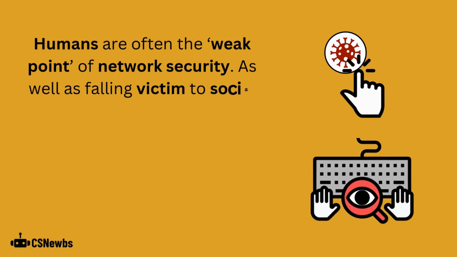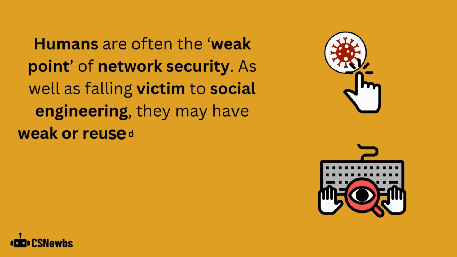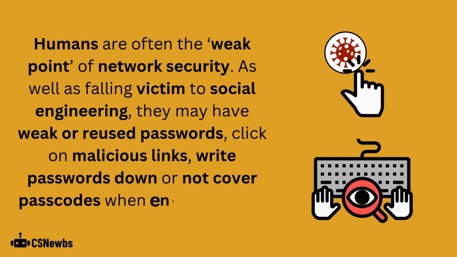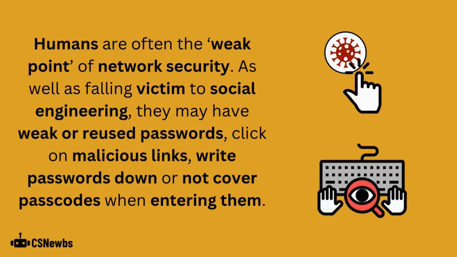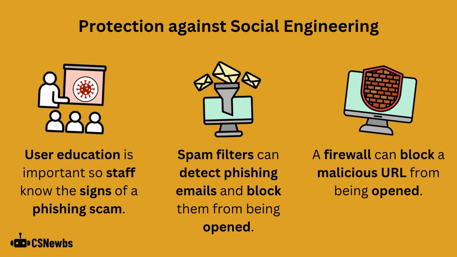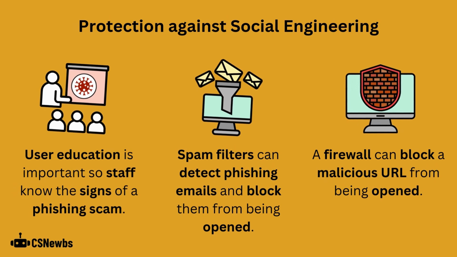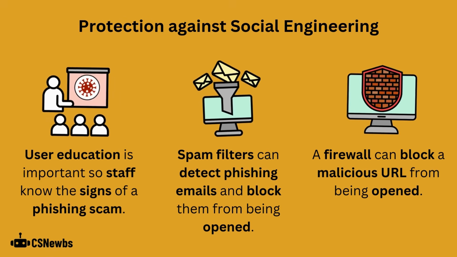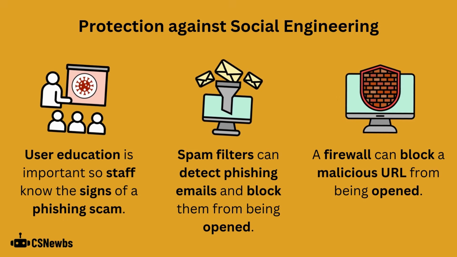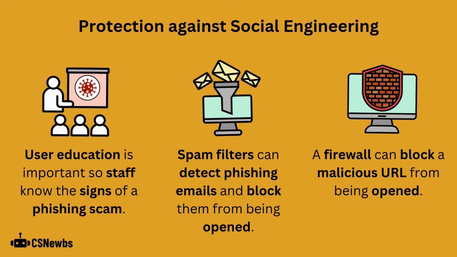As well as falling victim to social engineering, people may have weak or reused passwords, click on malicious links, write passwords down, or not cover passcodes when entering them. To protect against social engineering, user education is important so staff know the signs of a phishing scam. Also, spam filters can detect phishing emails and block them from being opened. Finally, a firewall can block a malicious URL from being opened.